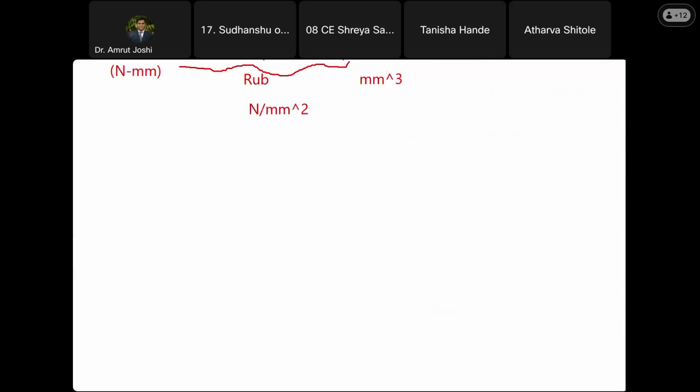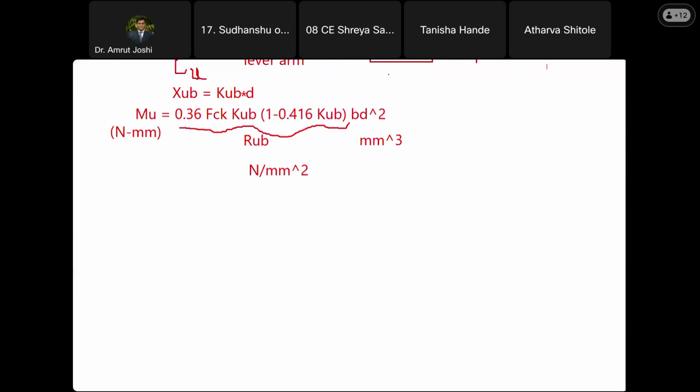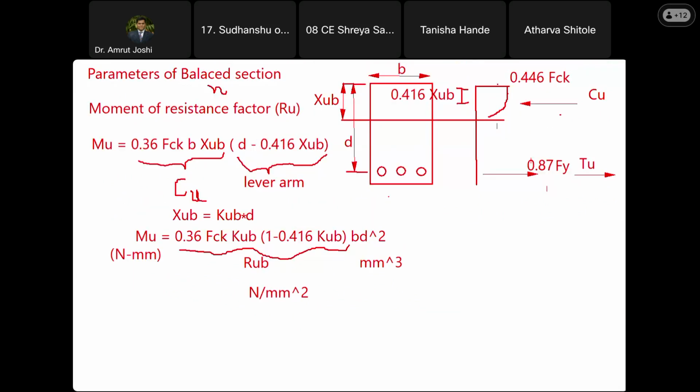So now let us go ahead with the next parameter. As I said, we will be solving the numerical examples on each of the parameters, but the next parameter being linked to moment of resistance factor, we will discuss the next parameter first. This moment of resistance factor was the second or third parameter that we derived. That third, am I right, Shreya? Yes, sir. It is third parameter, right? Yes, sir. Okay, so this is third.